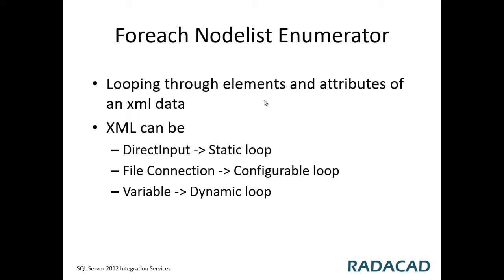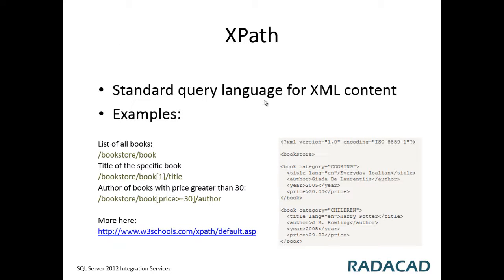And it can come from a variable. If we have XML data loaded into a variable, for example, a web service task can do that. If that loads into a variable, then we can loop through that variable. Using variables makes this a dynamic loop, because each time the variable changes, your loop will change.